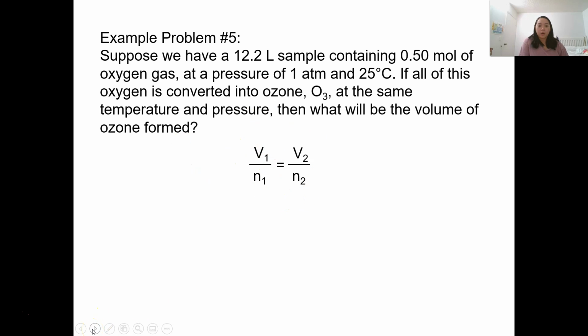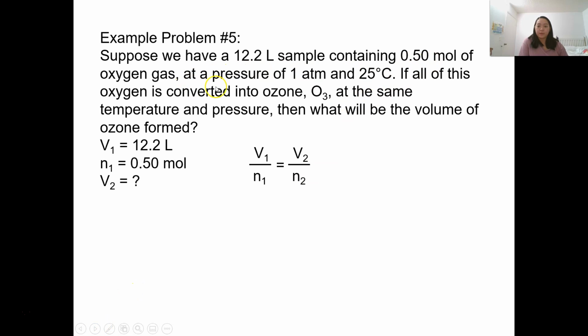Let's look for what it is that we are given in terms of these variables. Variable number 1, V1, let's start with what we have. What do we have in the beginning? We have 12.2 liter in the beginning. And then N1 is the mole number we have in the beginning, and that is 0.5.